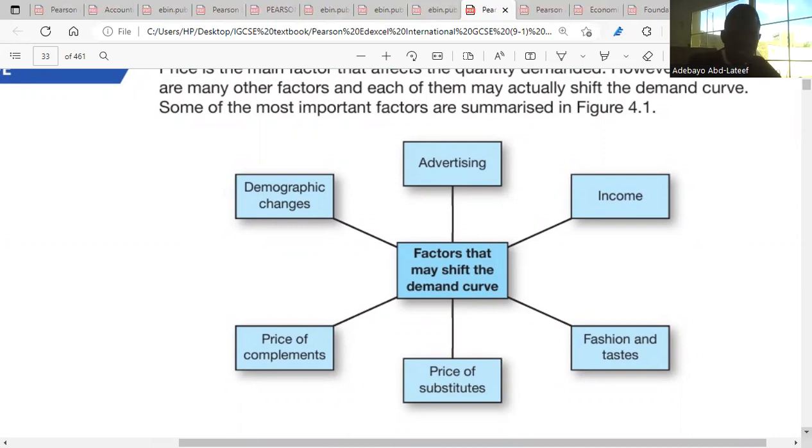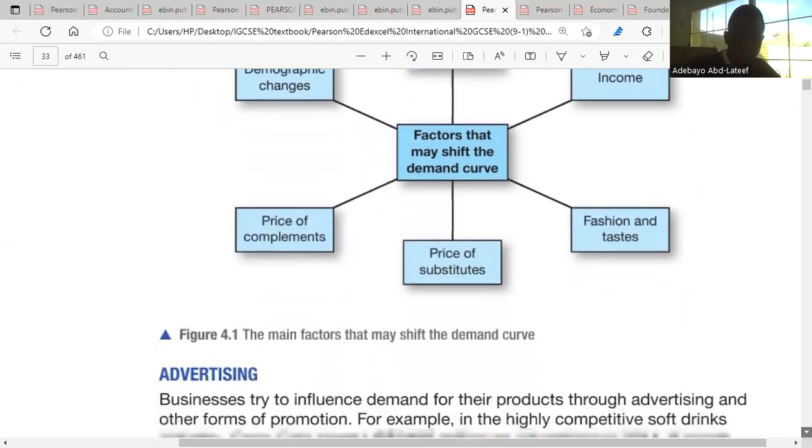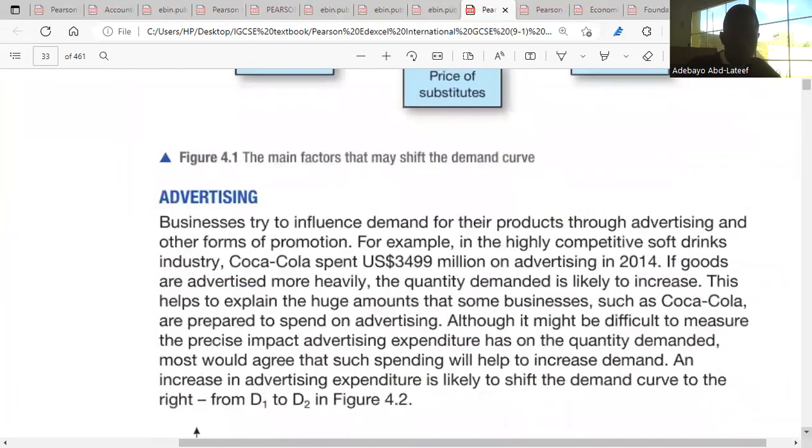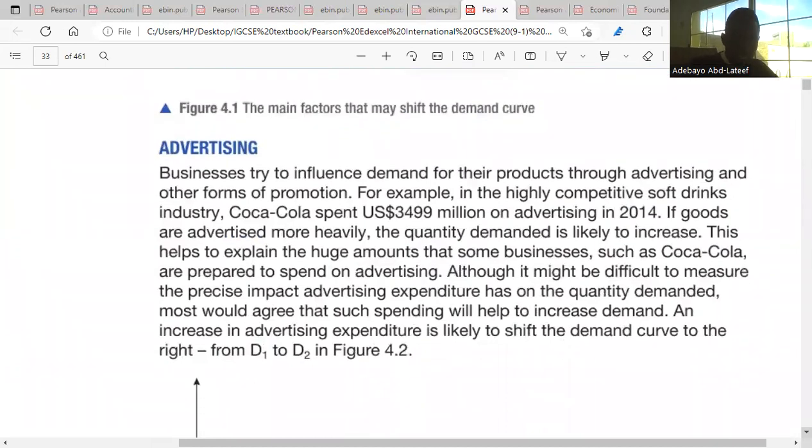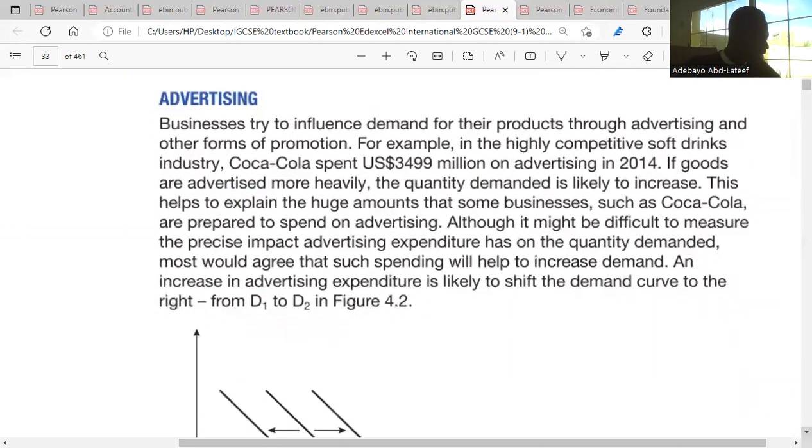We have advertising, demographic changes, income, price of complements, price of substitutes, fashion and taste. So we take it one at a time. We start with advertisement. For advertisement, it said businesses try to influence demand for their products through advertising and other forms of promotion. So what they are saying in essence is this.